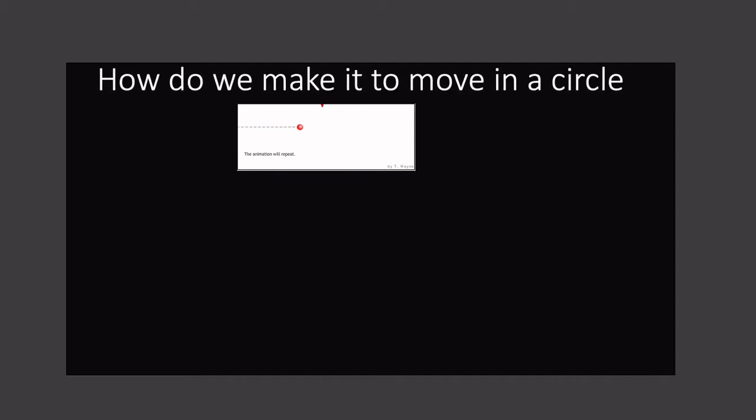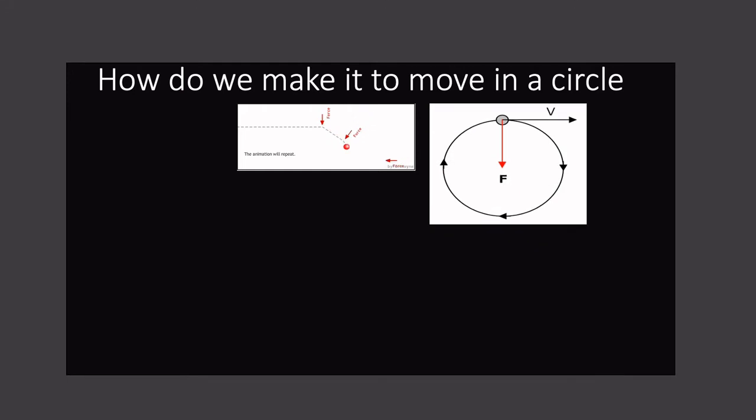Consider an object moves along a straight line. Then how do we make it to move in a circle? You have to apply a force which is perpendicular to the direction of velocity. Remember, the force vector and velocity vector should make an angle of 90 degrees. Then the object starts to move in a circular track.